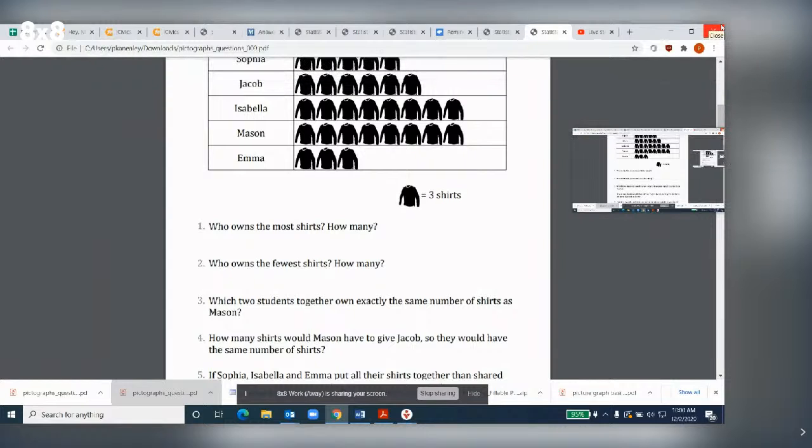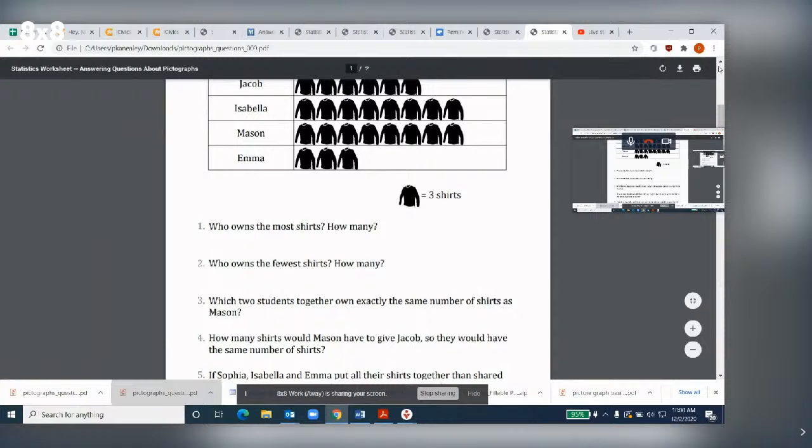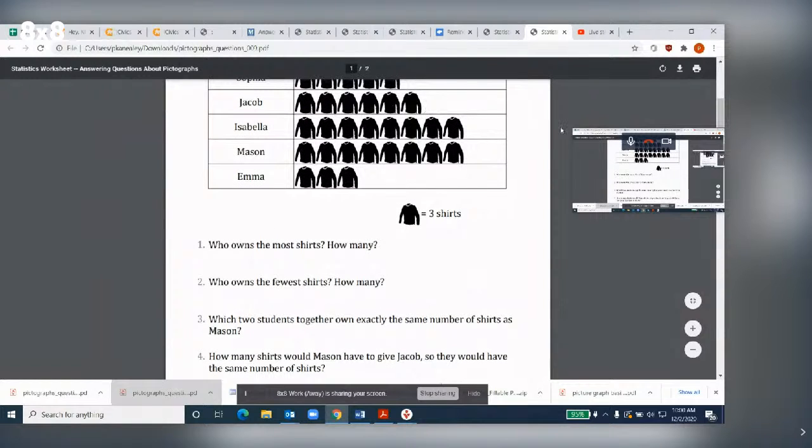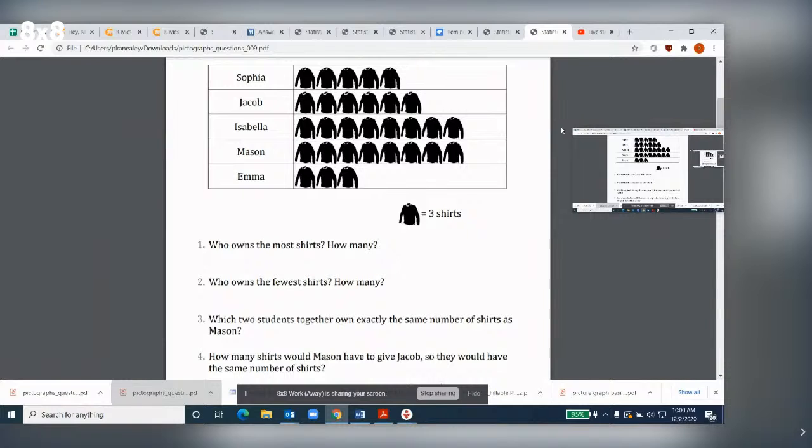Because right now, Mason has 24 and Jacob has 18, so he's got 6 more. But remember, you can't give him 6, because then Jacob would have 24 and Mason would have 18. So he wants to give him 3. Subtract 3 from Mason, add 3 to Jacob. They're both going to have 21.